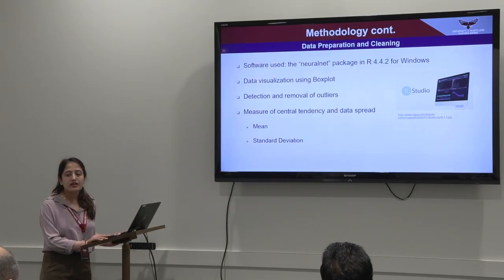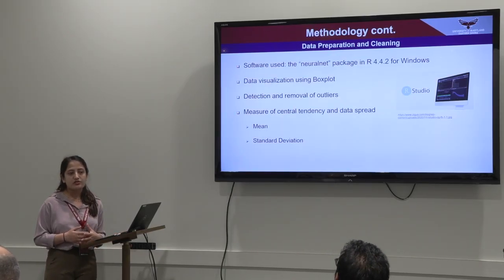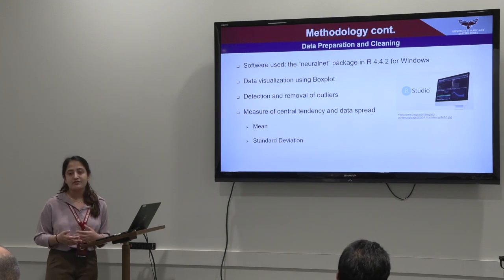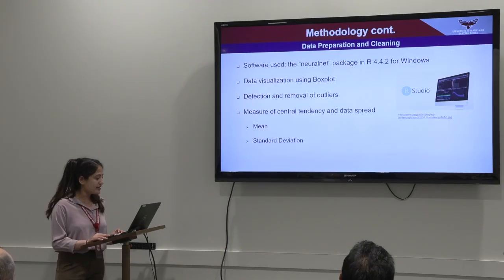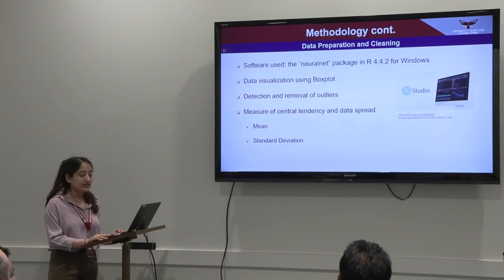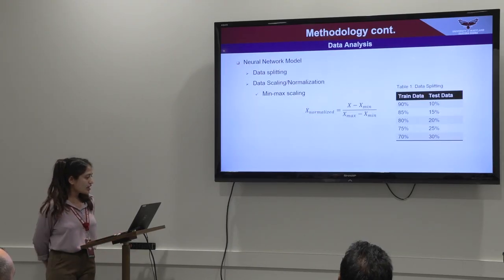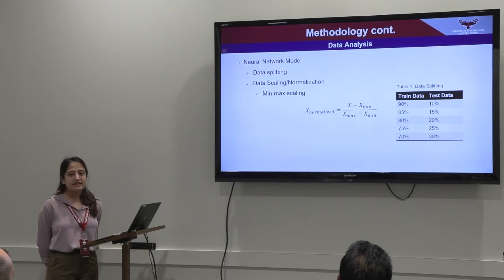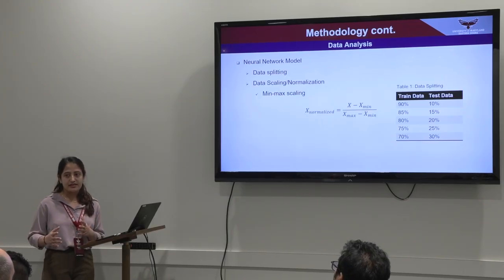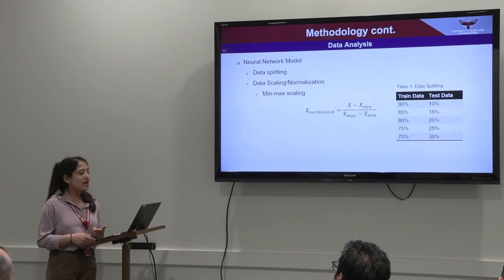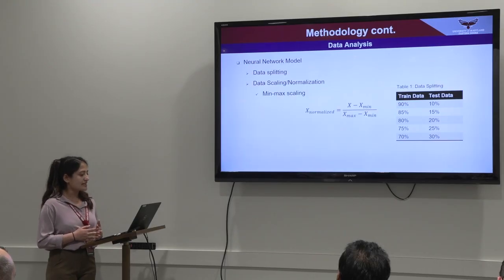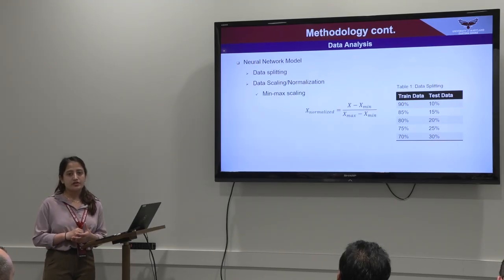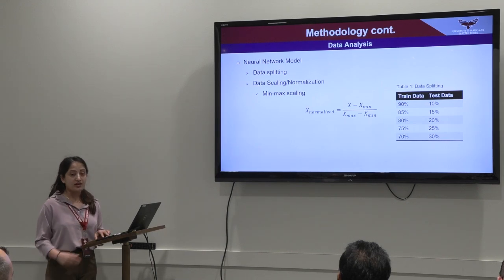Our data preparation involved visualization through box plot in order to detect any outliers, if present, and remove them. We also used other statistical measures such as mean and standard deviation in order to measure the central tendency and the data spread. For the neural network modeling, we split the data into train set and test set, because the model learns from the train set so that it can generalize well on the new test data set. We also performed data scaling and normalization to ensure that all the features are learned appropriately by the model in order to make better predictions.